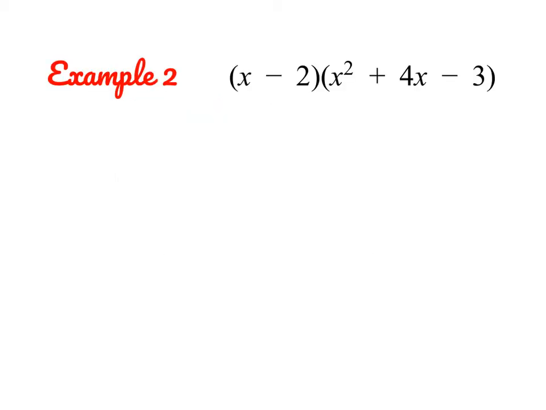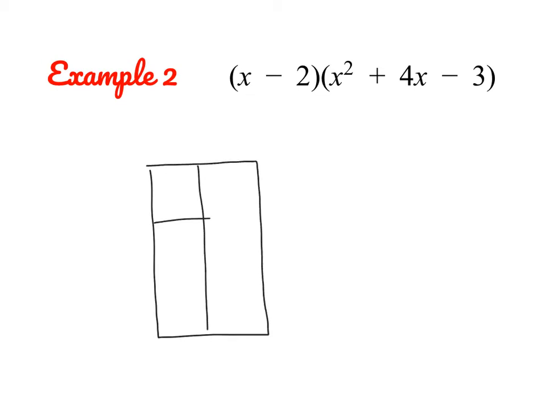Okay, let's try one more together. Here we have x minus 2 times x squared plus 4x minus 3. So let's set up another 2 by 3 box. Here's the other way you could set it up. So it really doesn't matter which way you draw it. Whichever one feels more natural to you is how you can draw it.